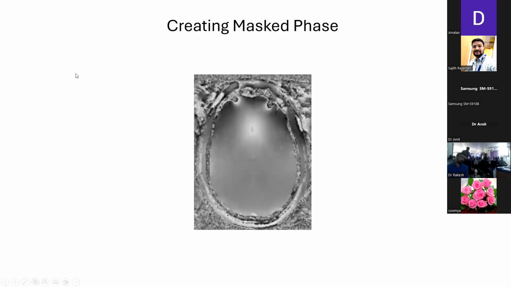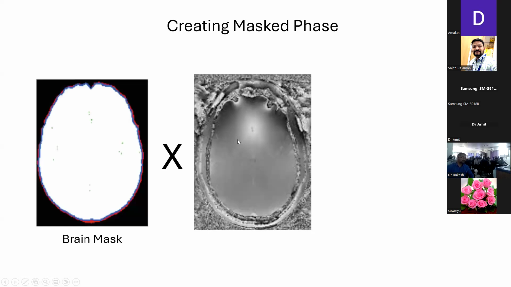Even though we remove wraps from our phase, there are a lot of unwanted things outside the brain, right? See here, there are a lot of other unwanted things outside the brain. So how do we remove these? We can create a brain mask from the magnitude. This mask is binary, which means it contains only 1 and 0. Inside the brain it is 1, outside the brain it is 0.